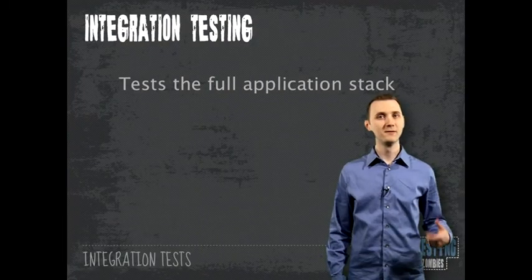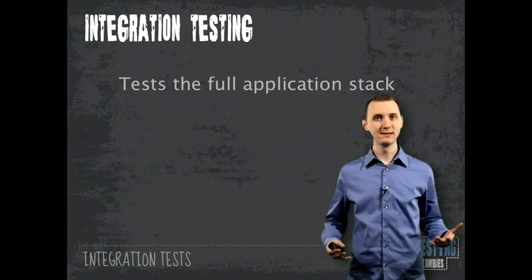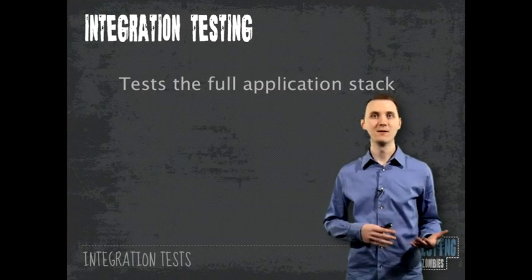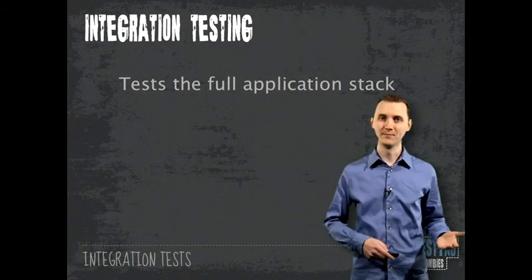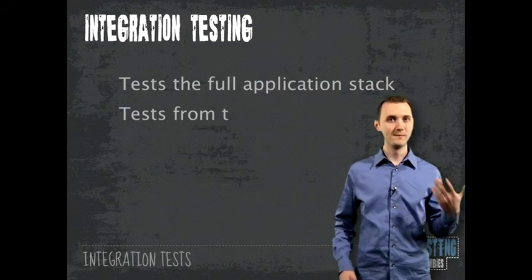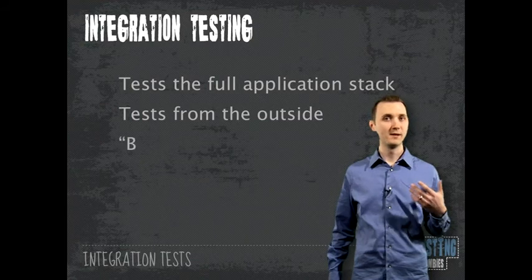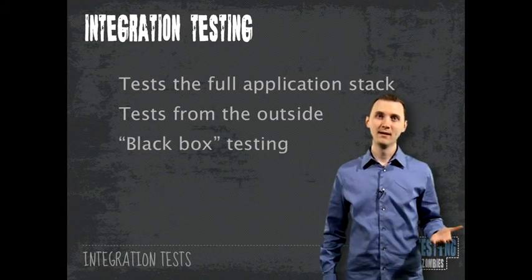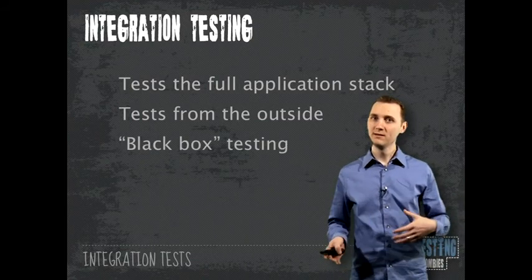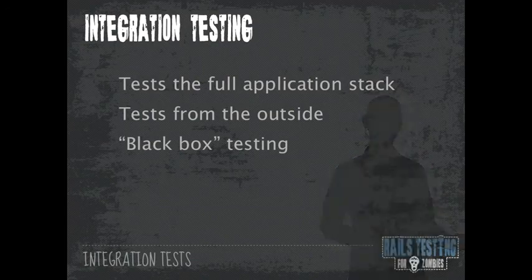Integration testing tests your full application stack. Now in a Rails context, that generally means from the rack level down into Rails and then back out. It could be said that it tests from the outside in. It could also be called black box testing. And it's basically testing what the end user is going to see and how your application is going to respond.